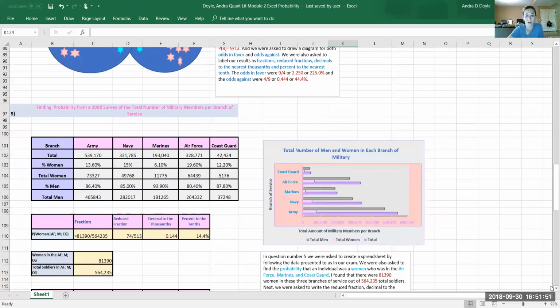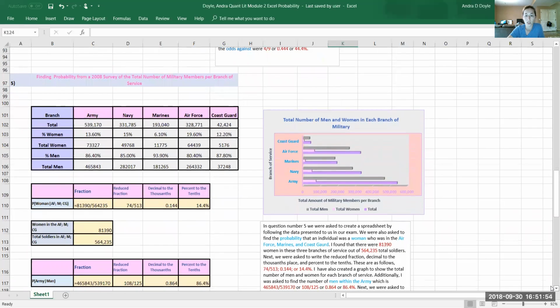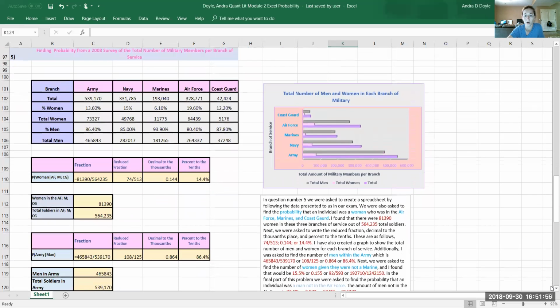Question number 5. We were asked to create a spreadsheet by following the data presented to us in our exam. We were also asked to find the probability that an individual was a woman who was in the Air Force, Marines, or Coast Guard. And that would be 14.4%. Then we were asked to find the probability that he was a man and in the Army, which would be 86.4%.